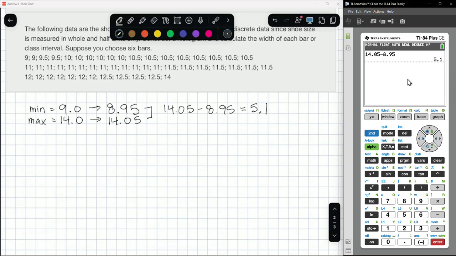And then I want to do 6 classes. So I'm going to take that number, 5.1, and I'm going to divide it by the number of groups or the number of bars I want, which is 6. So 5.1 divided by 6 is 0.85. And what I typically do is I round that up to a number that is easy to count by.